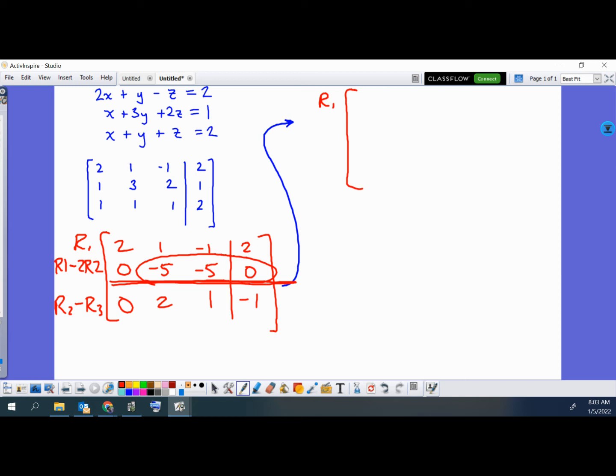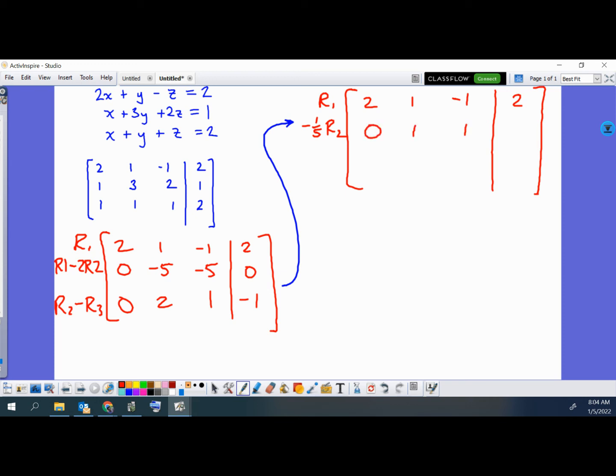What else could I do? Not just -1, but -1/5. It's just an equation, so we can multiply both sides by -1/5, and then it would be 0, 1, 1, 0. Would that be a lot simpler? I'm going to do that. I'm going to do -1/5 row 2, and in fact, I'm going to do it right away. Before I do anything else, I'm going to write down row 1 and -1/5 row 2, and leave row 3 alone for right now.